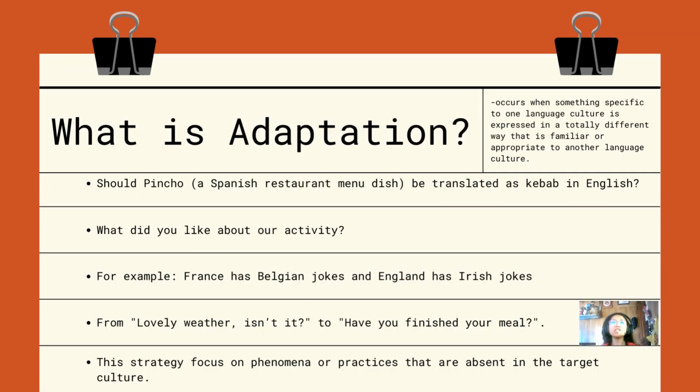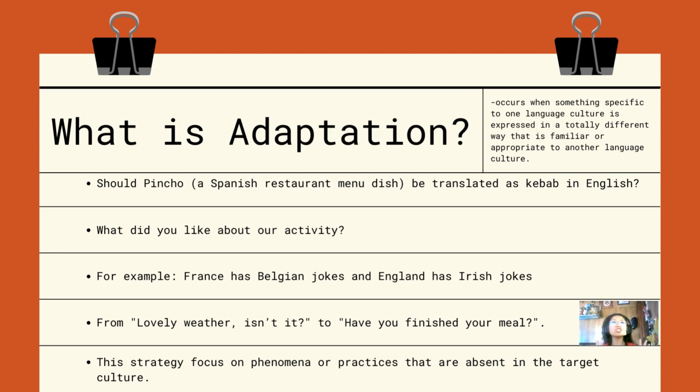Last is the adaptation. Adaptation occurs when something specific to one language culture is expressed in a totally different way that is familiar or appropriate to another language culture. It is a shift in cultural environment. Should pincho, a Spanish restaurant menu dish, be translated as kebab in English?